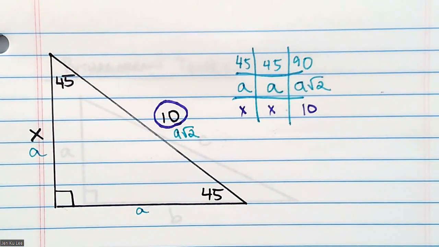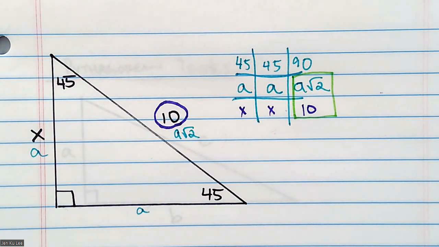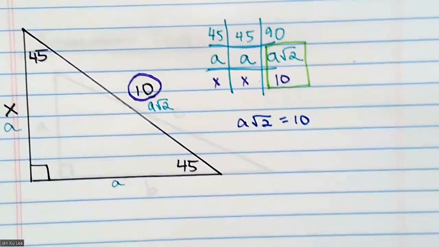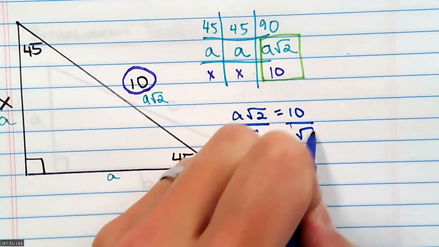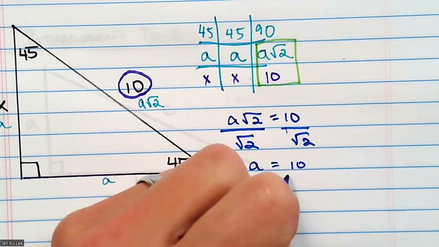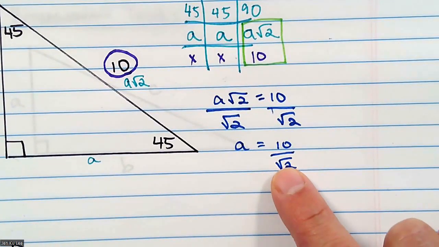We have to solve for a. Now, looking at this, because they're equal, a square root of 2 equals 10. Okay, does that make sense? So if a square root of 2 equals 10, then I'm going to solve for a by dividing by square root of 2 on both sides, right? So that a equals 10 over square root of 2, but I cannot leave it like this, okay? Because there is no square root allowed in my denominator.